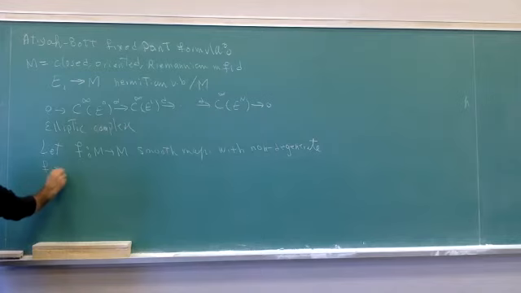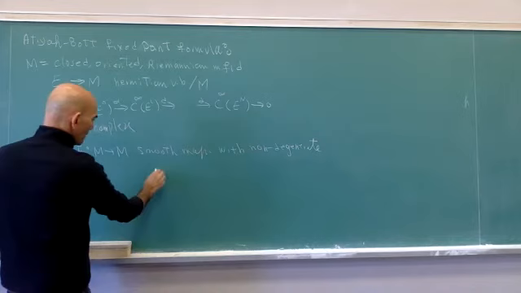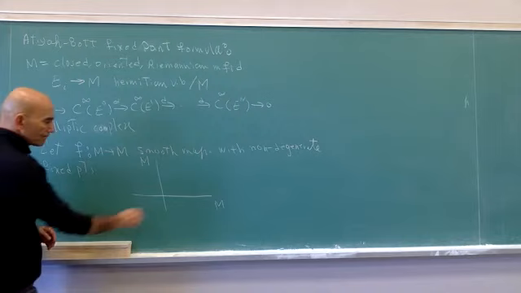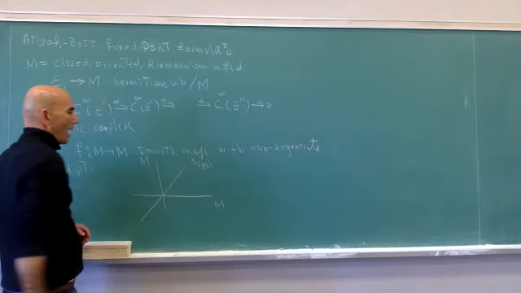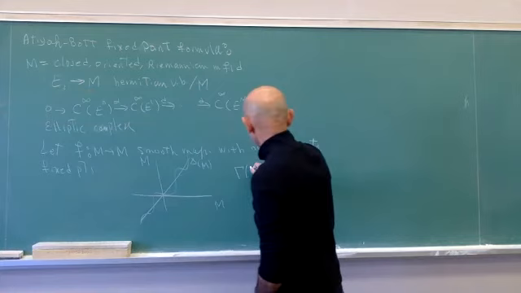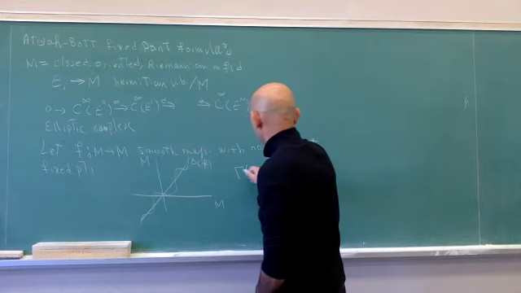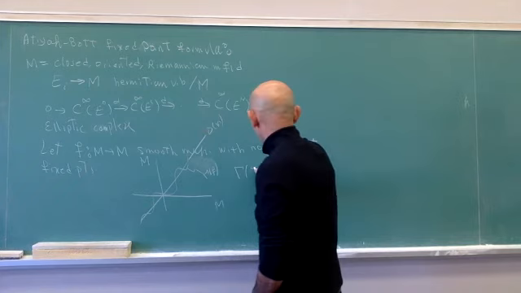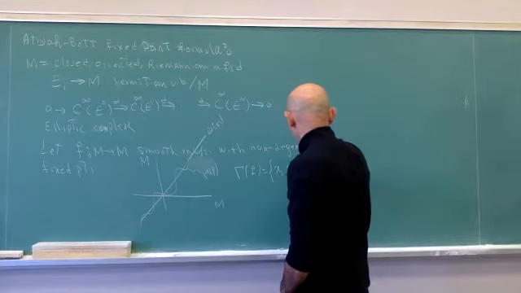By this, we mean the following thing. Look at M cross M, and look at the diagonal of this. So this is the diagonal of M, delta of M. And look at the graph of F, which is some submanifold like that here, right? This one is the graph of F. The graph of F is the set of all (x, F(x)), where x belongs to M. This is inside M cross M.